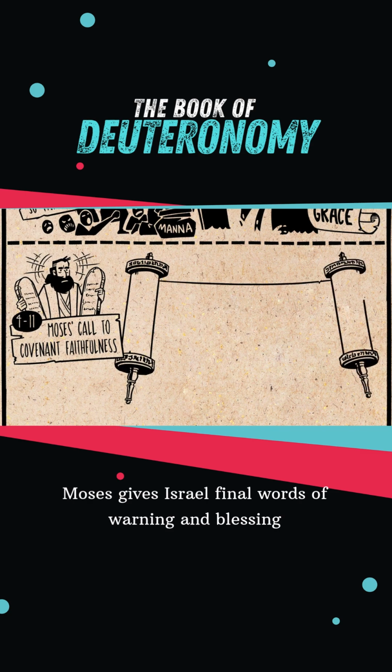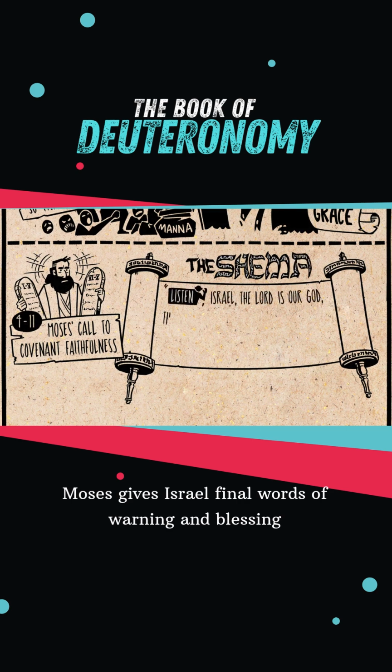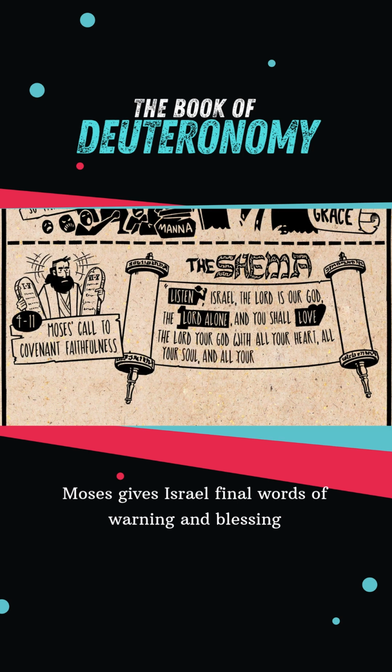He reminds them of the 10 commandments, and then the centerpiece of this section is a famous line called the Shema. Moses says, "Listen, Israel, the Lord is our God, the Lord alone, and you shall love the Lord your God with all of your heart, with all of your soul, and with all of your might." This became a very important daily prayer in Judaism, and it brings all of the themes of the book together.